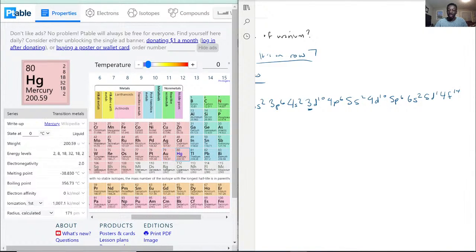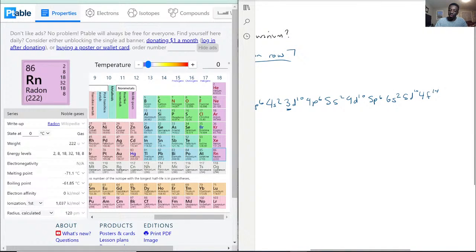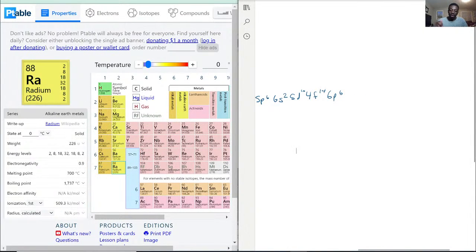And so you realize that instead of it just being 5d1, we actually have 5d10, because that's from lanthanum to mercury. And now we have thallium through radon. That would still be now your 6p6. And then now we can finally go over to the seventh row, francium and radium. That would be 7s2. And then here's where it gets tricky.